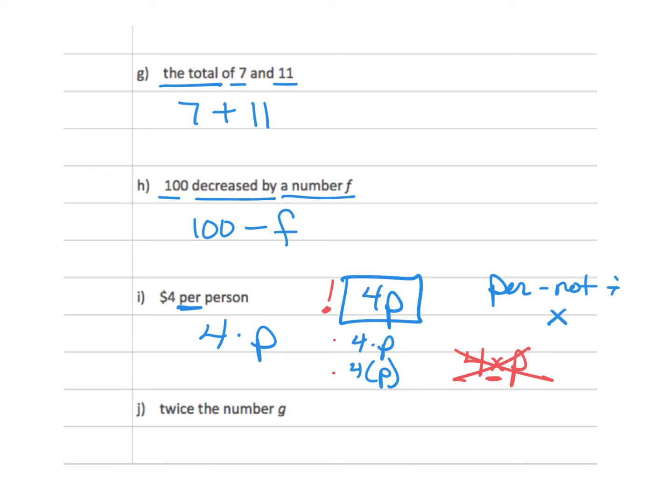Letter J is twice the number G. So you know you're going to do G. Twice means you're going to multiply it by 2. So I'm just going to put the 2 in front of the G, and there's my answer. Or you could write 2 times G or 2G. Twice is a very specific multiplication word. If you want, you can put it on your keywords as multiplying by 2.